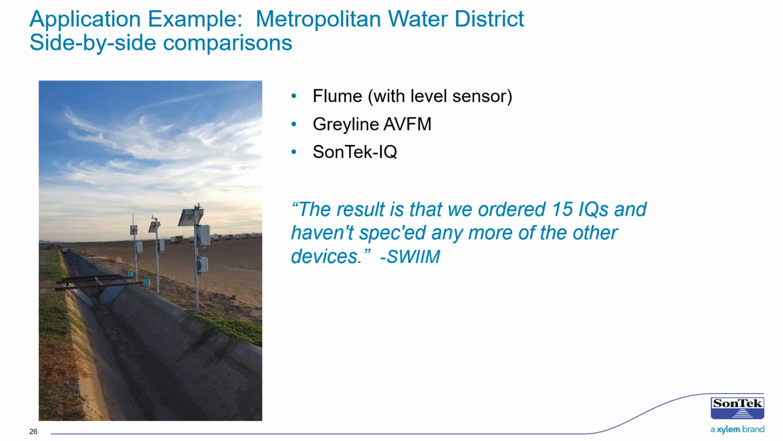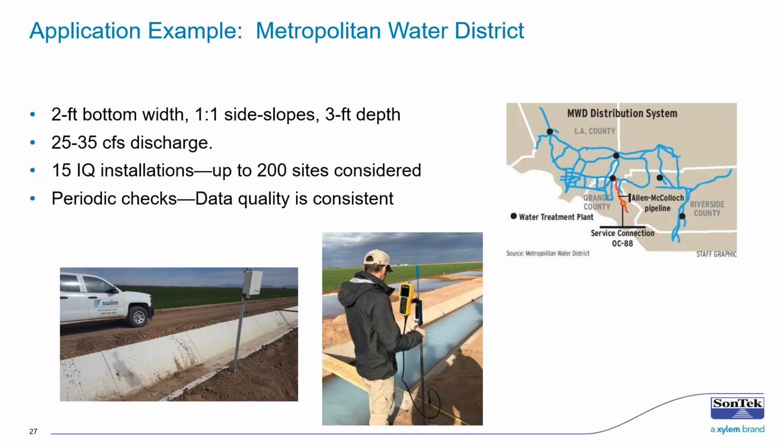The result is that we ordered 15 IQs and haven't spec'd any more of the other devices. So they actually did a trial, tested all these different conditions, and ultimately decided on the IQ, not just because of the immediate quality of the data, but I think for the long-term considerations for installing these instruments, maintaining them, and ensuring that they were getting real good value out of the instruments that they selected and minimizing any sort of errors they might run into in the future.